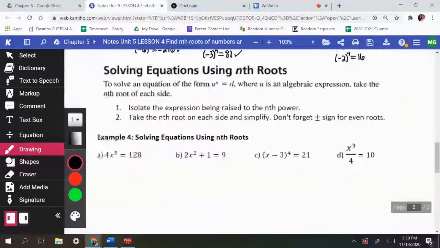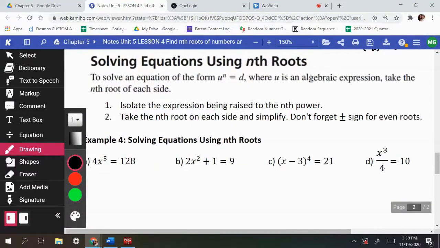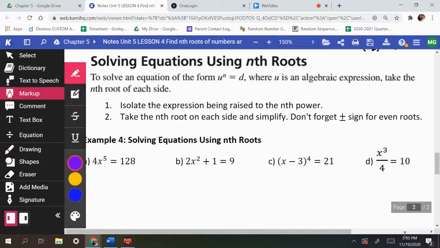Now we get to solving equations using nth roots. It says to solve an equation of the form u to the nth power equals d, where u is an expression, you have to take the nth root on each side. So we're going to isolate the expression that's being raised to the nth power, then take the nth root on each side and simplify. Don't forget plus or minus for even roots. I want you to mark that up.